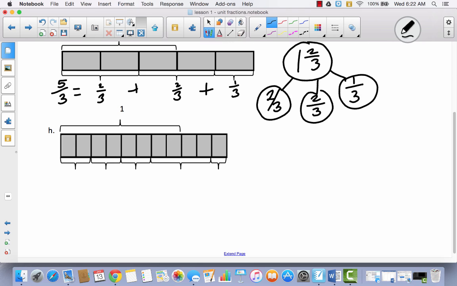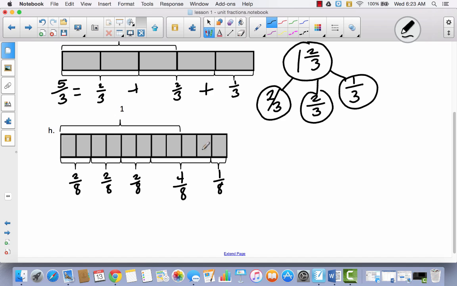So again, try to do this by yourself. The worst thing that happens is you get it wrong. Big deal. Erase it and you can do it with me, but try to do it by yourself. All right, so here's the whole, and I've got 1, 2, 3, 4, 5, 6, 7, 8 parts. So that means each of these represents 1/8, but I've got 2 of them together, so this is going to be 2/8. Here I have 2 of them together, so this is 2/8. This is 2/8. This is 1, 2, 3, 4/8, and this is 1/8.